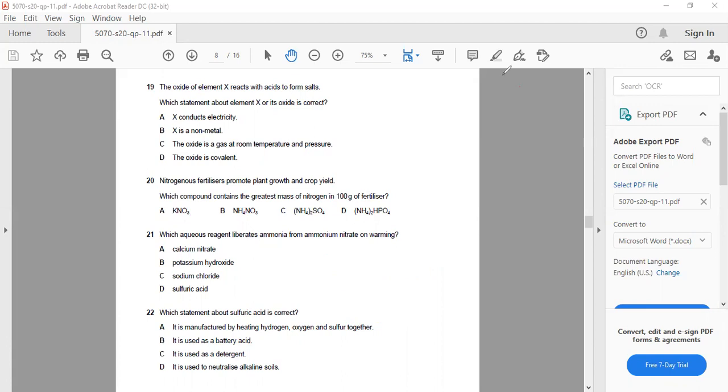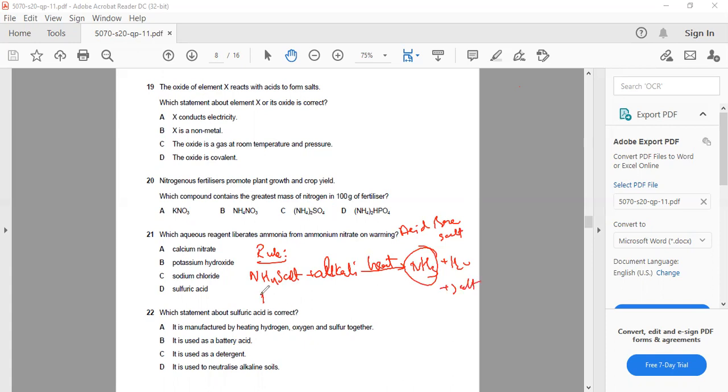Now, MCQ number 21. Which aqueous reagent liberates ammonia from ammonium nitrate? There's a rule you have to remember. This topic is acid-base and salts. Any ammonium salt plus alkali, if you warm, ammonia gas is given out, plus water usually. But ammonia will always be there, and plus salt also.